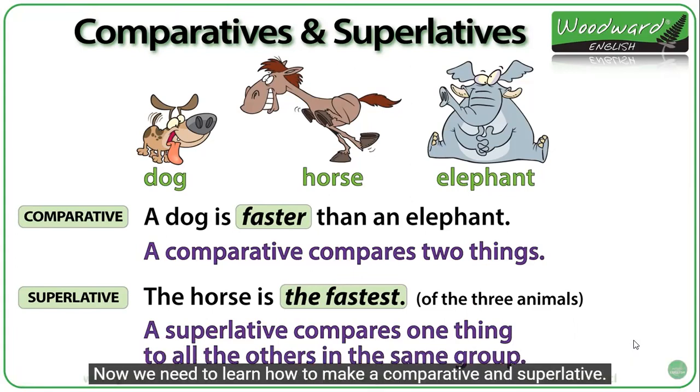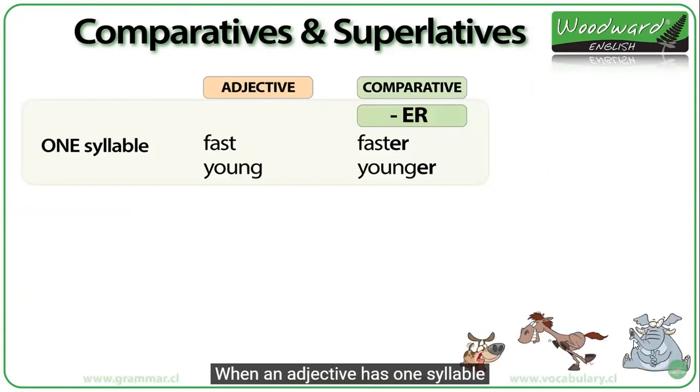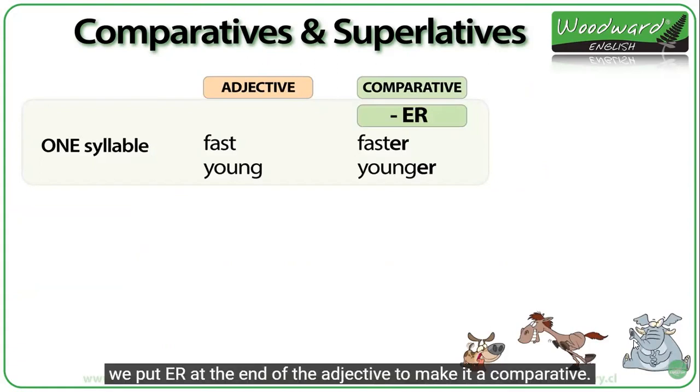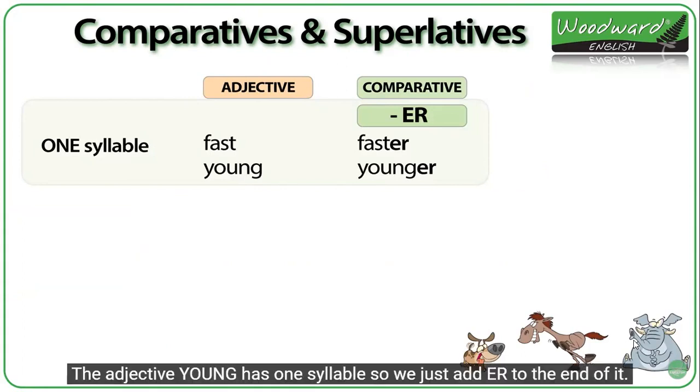Now we need to learn how to make a comparative and a superlative. When an adjective has one syllable, such as fast or young, we put er at the end of the adjective to make it a comparative. The adjective fast has one syllable, so we just add er to the end of it: faster. The adjective young has one syllable, so we just add er to the end of it: younger.